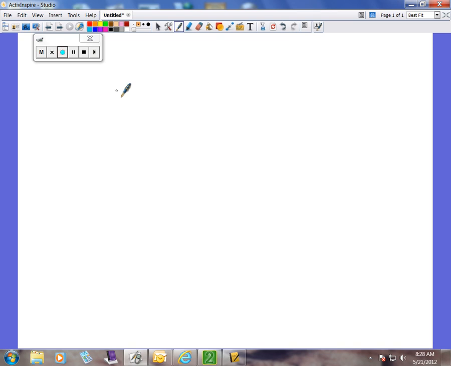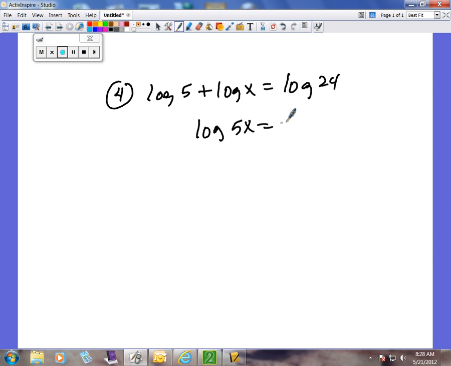So, number 4, we have log of 5 plus log of x equals log 24. Now these can be done a little bit easier. You could do it the way we've been doing it, but it's a long way to do it. How would we combine these? Yeah. There are 2 methods. This is the short method.